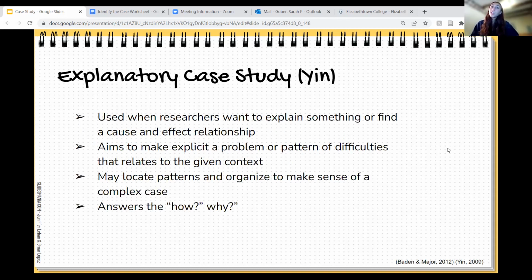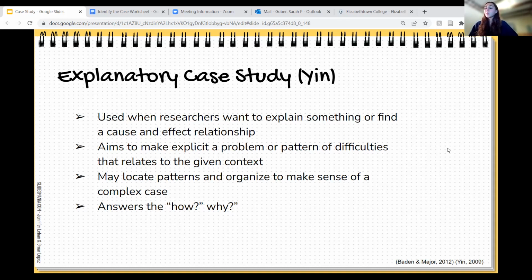And his last approach is explanatory. So an explanatory case study is used when researchers want to explain something or find a cause and effect relationship. So they aim to make explicit a problem or pattern of difficulties that relates to the given context. So they may locate patterns and organize them to kind of make sense of the complex case. So really that cause and effect to answer the how or why.